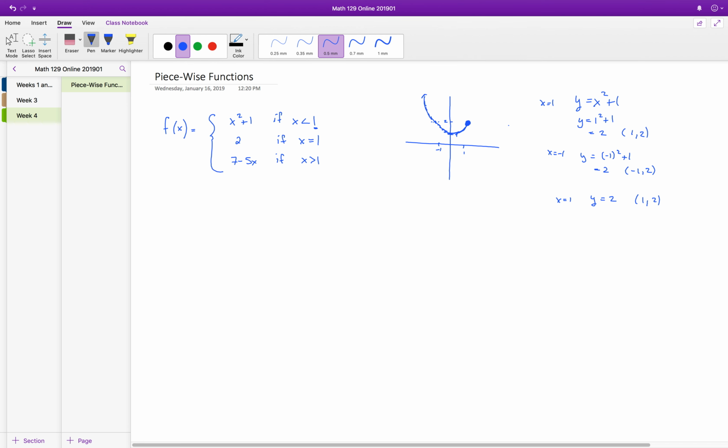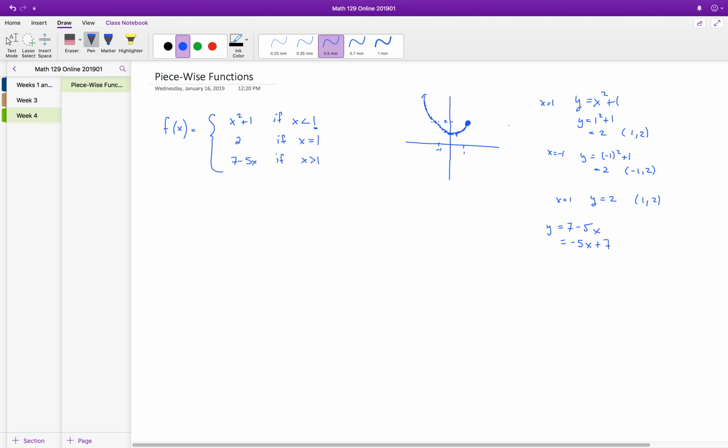And now finally, with y equals 7 minus 5x. So like I said, you can really think of that as y equals mx plus b form, which is negative 5x plus 7. We have a slope of negative 5 and a y-intercept of 7. And I just want the piece for values of x larger than 1. So I just want the piece that's to the right of 1.